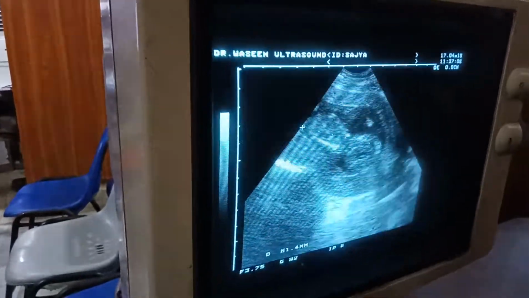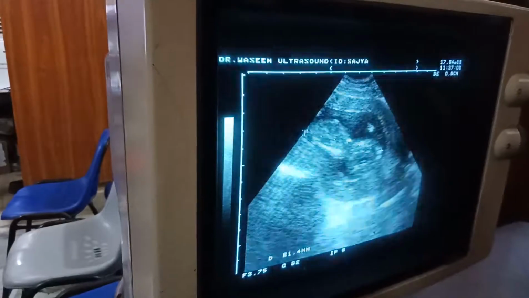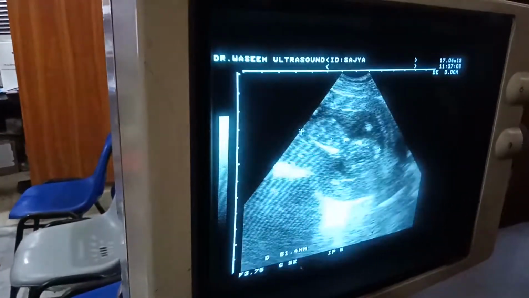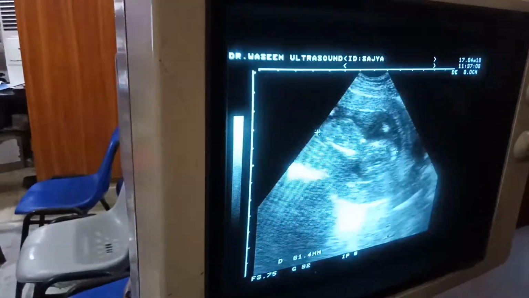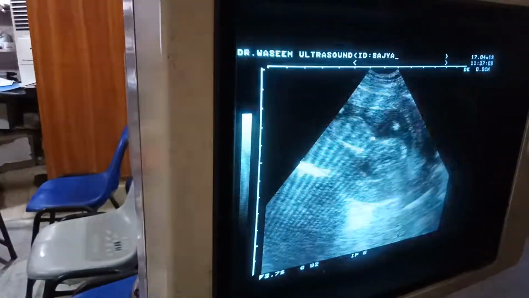To 6.1, you will add 6.6, so it will become 12.7. So on the whole, we will take it as 13 plus or minus 1 week of pregnancy. Okay, so you take the CRL.